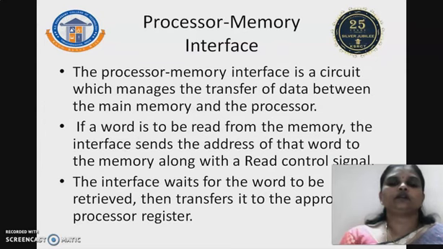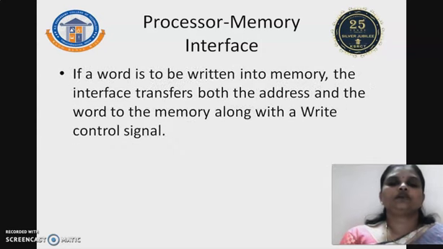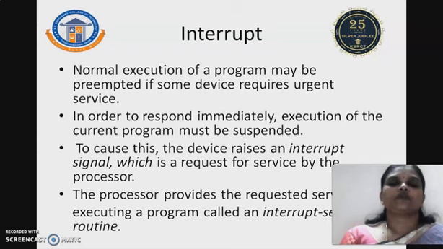The processor memory interface is a circuitry which manages the transfer of data between the memory and the processor. If a word is to be read from the memory, the interface sends the address of the word to the memory along with the read control signals, and waits until the data is ready. If data is to be written to the memory, then the interface transfers the address where the data is to be written to the memory, along with the data.